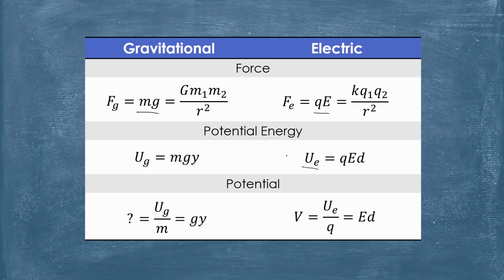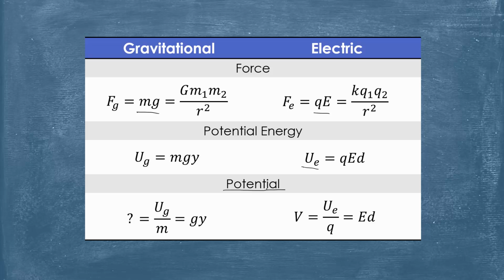Again, this is only good for constant gravitational fields and constant electric fields, but a lot of times that's what we're going to be dealing with. Now we're going to look at another quantity that doesn't really have a direct usage in gravitational fields. Not that it couldn't, it just tends to not be quite as useful, so we don't do it.